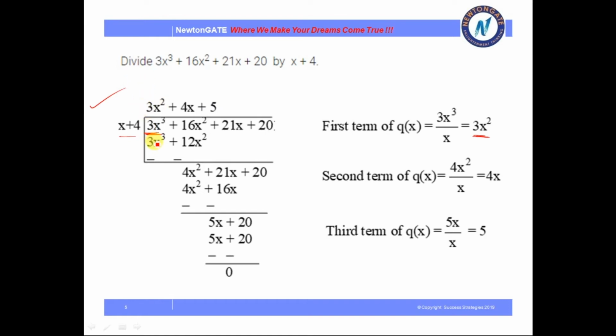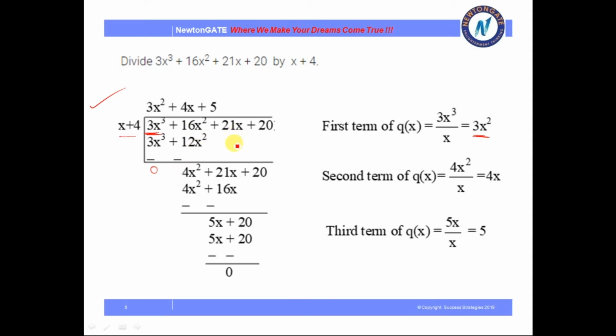So the first value is 3x squared. We divide 3x cube by x and we find 3x squared. Now this 3x squared, we will be multiplying it with our divisor. So 3x squared into x gives us 3x cube, plus 3x squared into 4 gives us 12x squared. Now same as the long division, we subtract this value. What do we get? 3x cube minus 3x cube gives us 0. And 16x squared minus 12x squared gives us 4x squared.